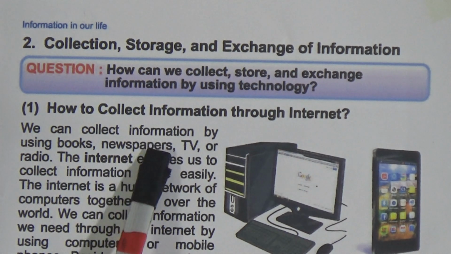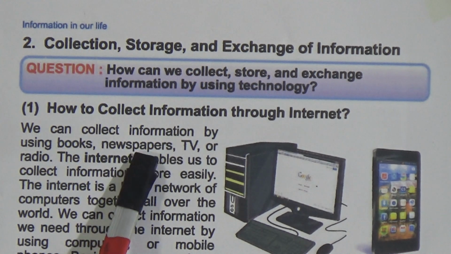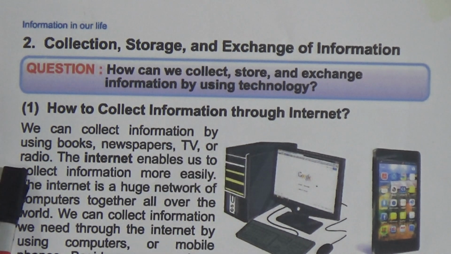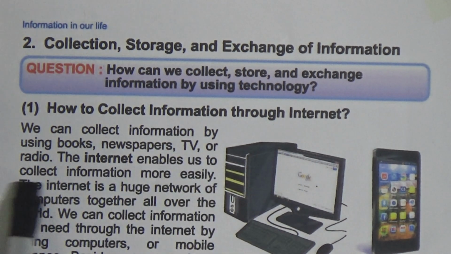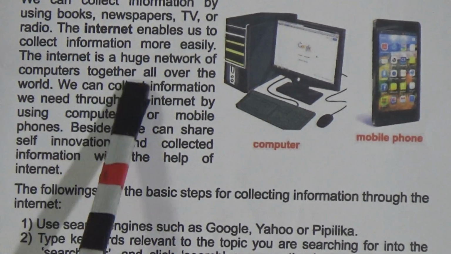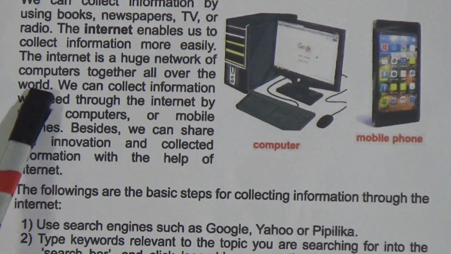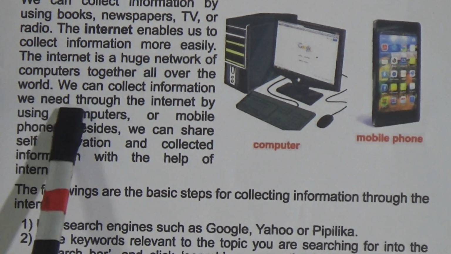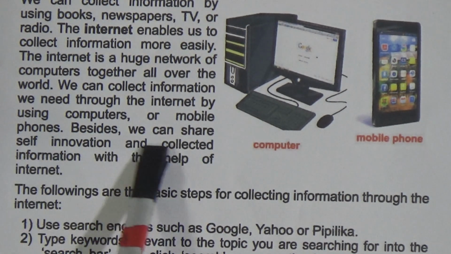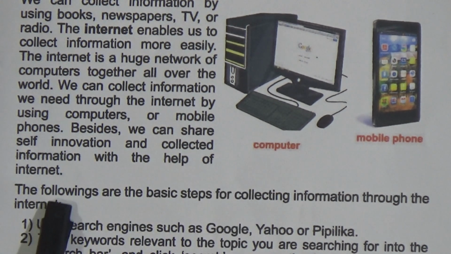Not only daily information, the information about current affairs and about national and international news, all we get from the newspaper, TV or radio. And the internet enables us to collect information more easily. The internet is a huge network of computers joined together all over the world, and this is the definition of the internet. You have to learn that. We can collect the information we need through the internet by using computers or mobile phones. Besides, we can share self-innovation and collected information with the help of the internet.